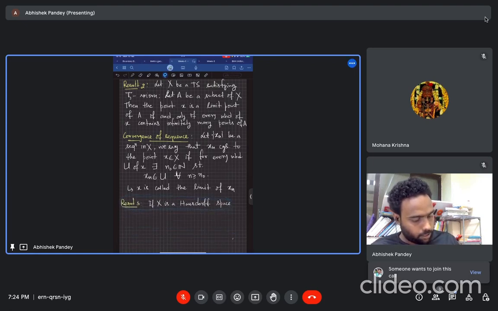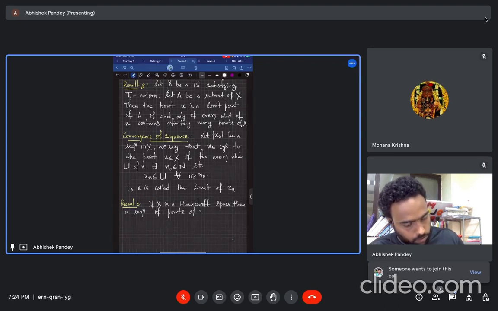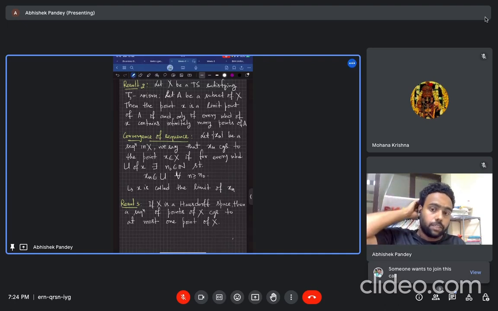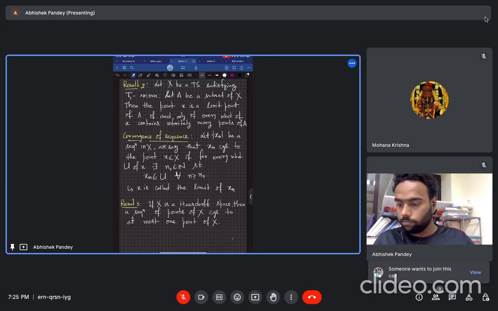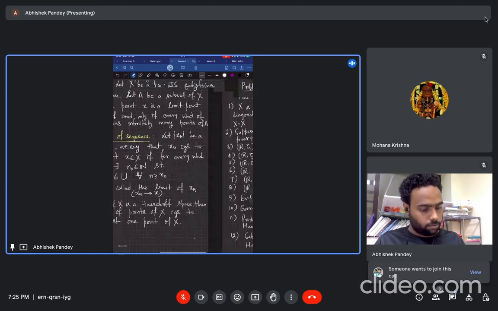Now the result says that if X is a Hausdorff space, then a sequence of points of X converges to at most one point of X. Means either it is not convergent, but if it is convergent, it is going to converge at one point. And I will often write xn converges to x like this. This will be the notation I will use. Fine. So now we will see the problems.